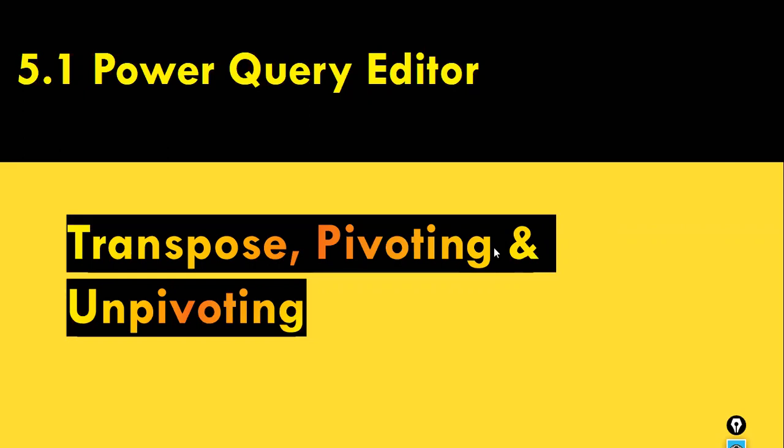What do you mean by pivoting? Converting the rows into columns. The opposite is unpivoting. Very simple. And we have something else called reverse rows. That option is also available.